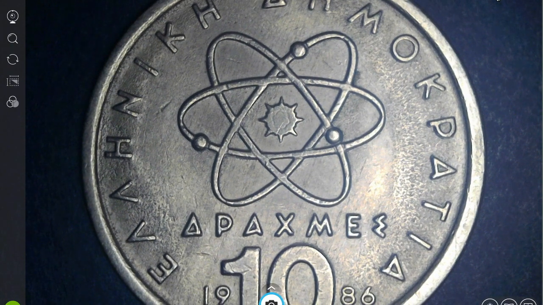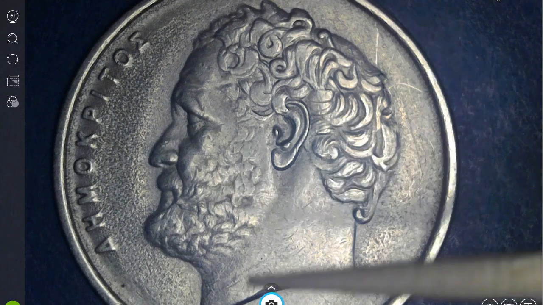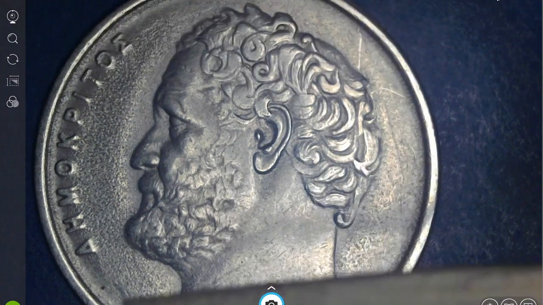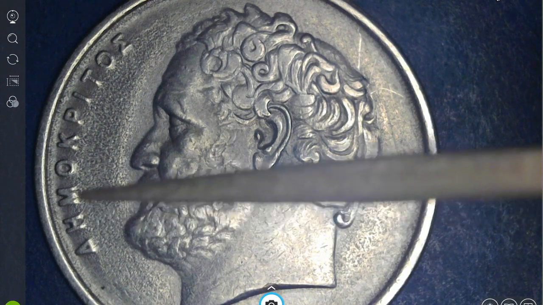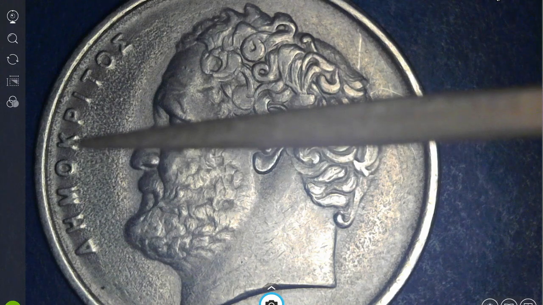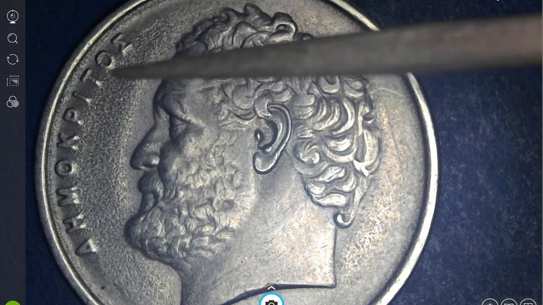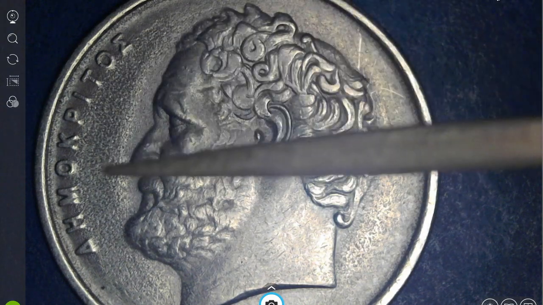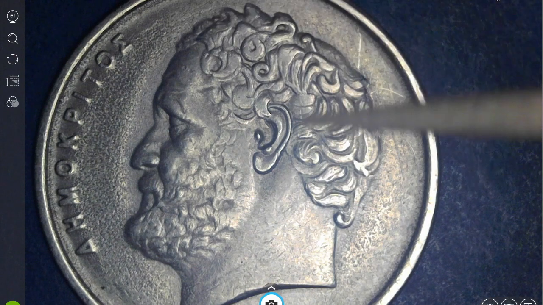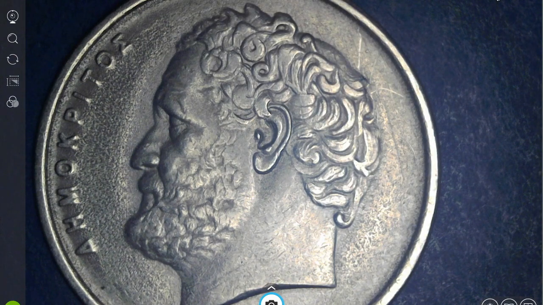Let's take a look at the obverse of the coin and see if we can get any clues as to what this coin is about. Here's the obverse of the coin, and the inscription reads delta, d, e, m, o, kri, Democritus.